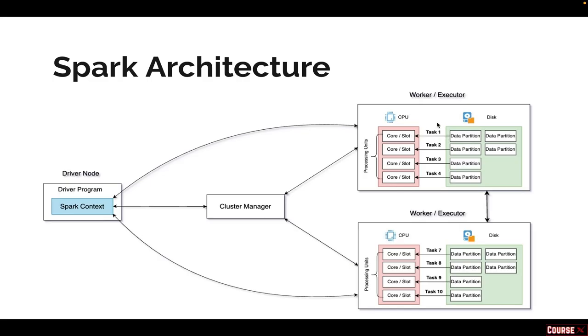So next, let's understand what tasks are. The driver breaks the application code into small logical blocks, also known as tasks. Tasks are the smallest unit of work in Spark. They are assigned to the executors and run on individual cores or slots.